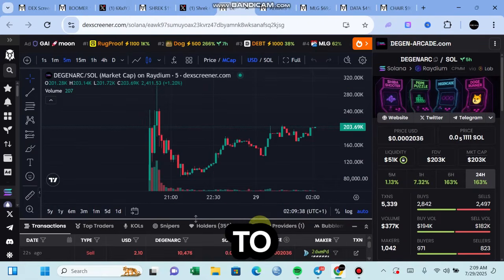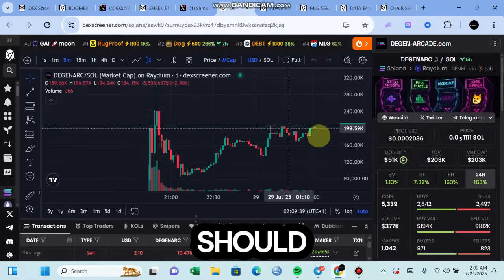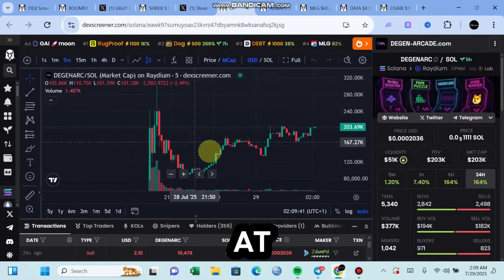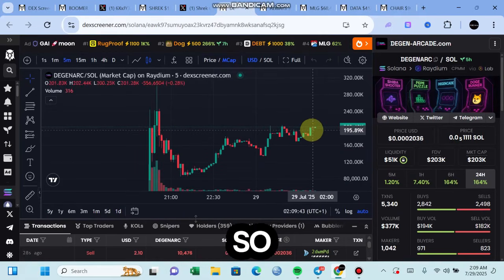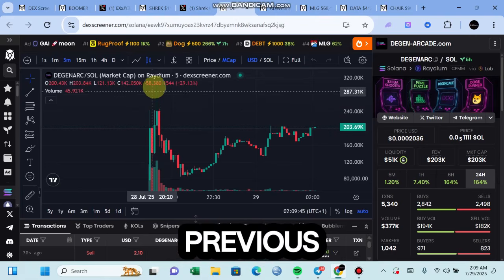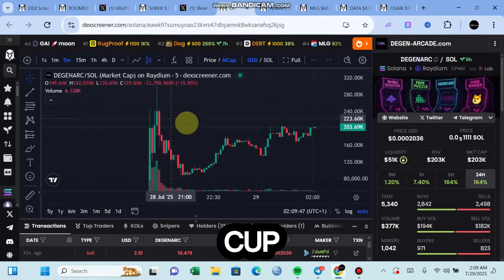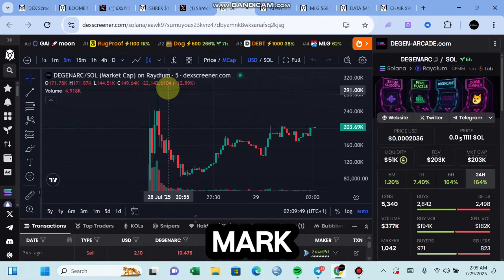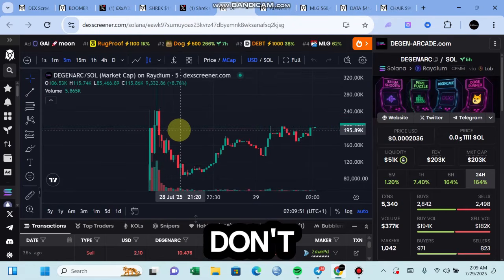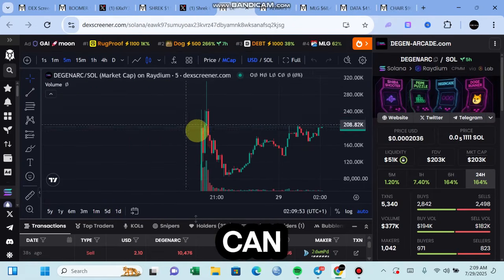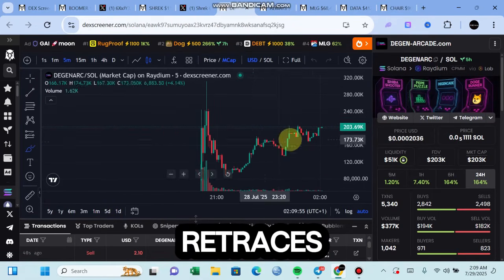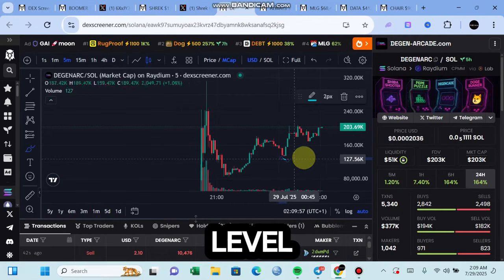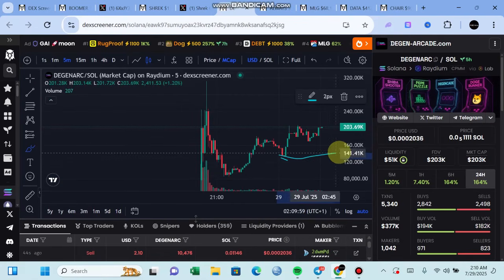So if you want to buy the coin, you should buy at a discounted price at a psychological level. For this coin, as you can see, the previous high was 200k market cap and it's now close to 200k market cap. So don't buy at the highs. You can wait if the coin retraces back to this particular support level. You can see this support level.